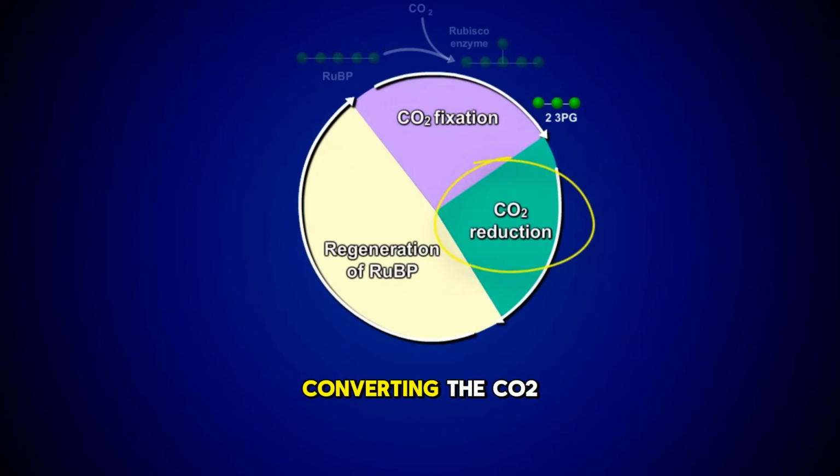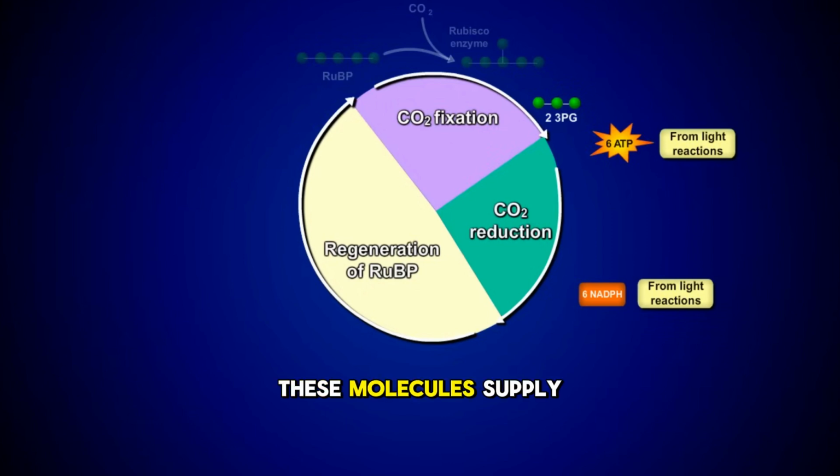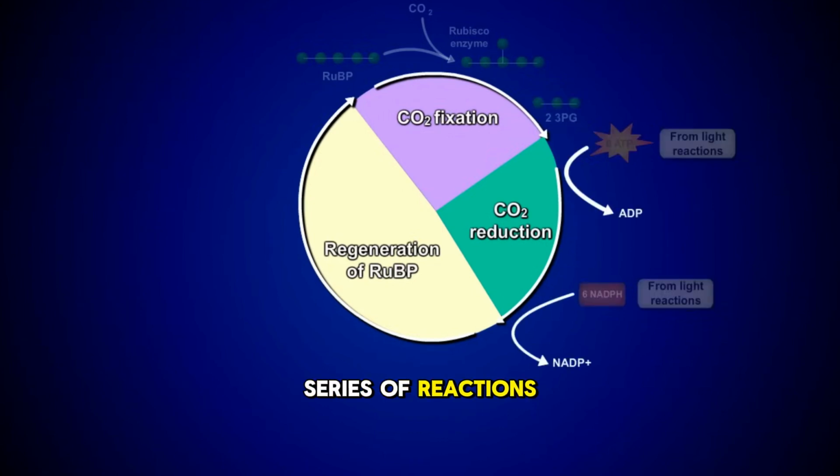Next, the process of converting the CO2 to carbohydrate begins. This phase is called the carbon dioxide reduction phase because we're adding electrons and energy to the CO2 molecule. During this phase, a sequence of reactions uses NADPH and some of the ATP from the light reactions. These molecules supply the needed electrons and energy for the CO2 reduction. Electrons are added from NADPH, and through a series of reactions, 3-PGA is reduced to form G3P, a carbohydrate.